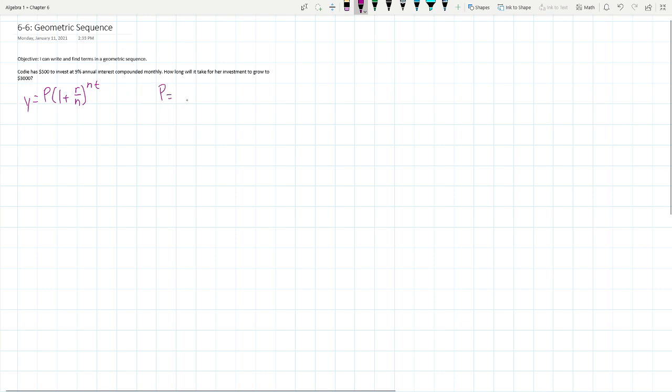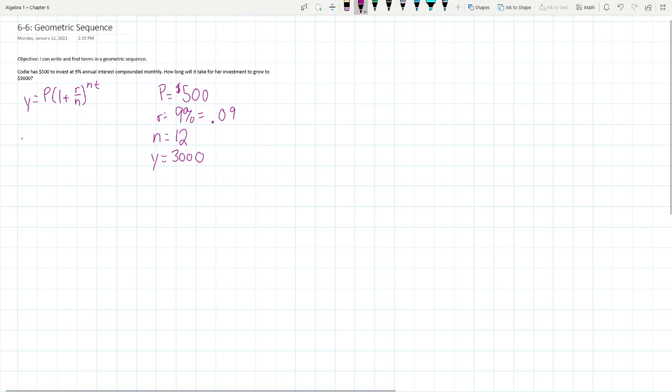My principal amount, that's how much I started with. Cody started with $500. Her rate of interest is 9%. That's not really what we use in this equation, though. We use a decimal form, so it's 0.09. My n is the number of times that I'm compounding a year. Compounded monthly tells me it's 12 times a year. And we want to know how long it takes to get to $3,000, so this is a little bit different for us in that y is equal to 3,000.